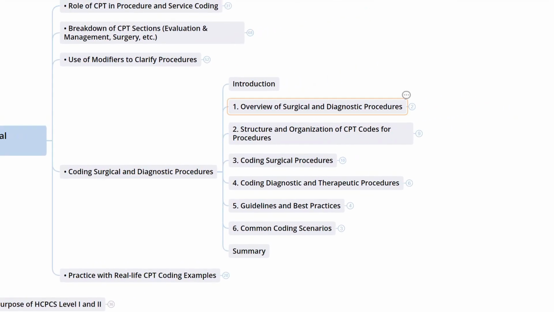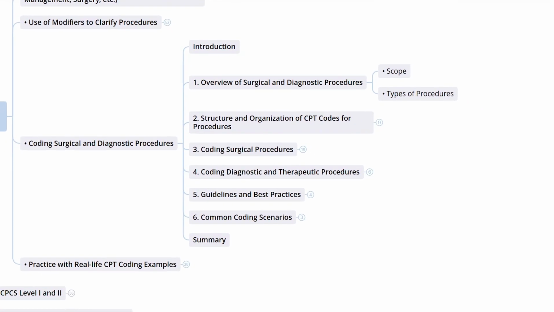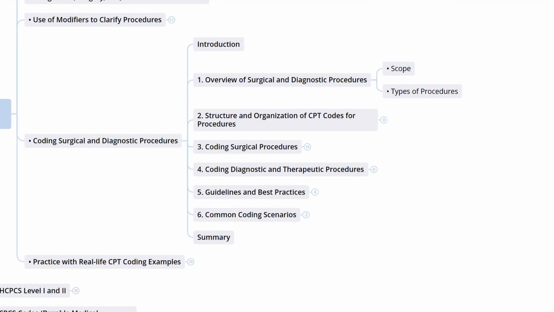Firstly, overview of surgical and diagnostic procedures. Scope: procedures performed by physicians or other qualified health professionals, including invasive and minimally invasive surgeries, diagnostic tests, and therapeutic interventions. Next, types of procedures: encapsulated with CPT codes ranging from minor outpatient procedures to complex surgeries.